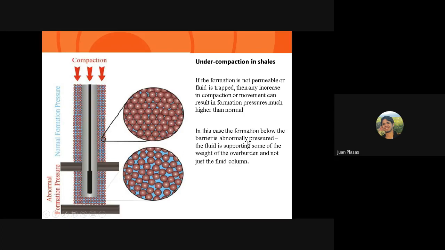Below the barrier, fluids are abnormally pressurized. The fluid is supporting some weight more than expected of the overburden. The fluid is not only supporting the column of the fluid itself, it is supporting the overburden. Why? Because the fluid that was here trapped couldn't migrate, couldn't get out. It's trapped.